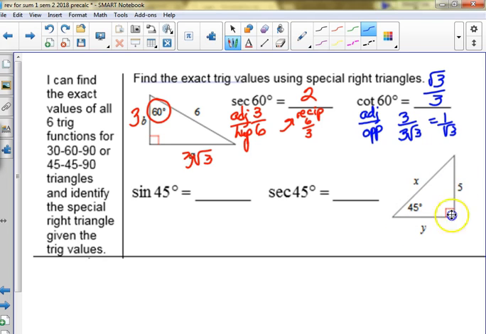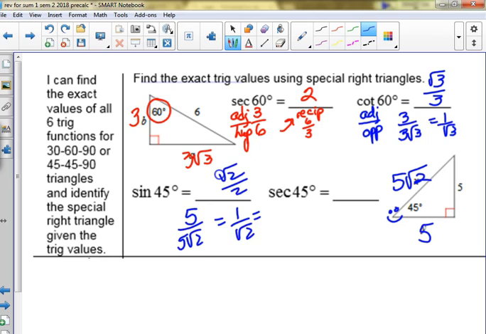What about this one? 5 square roots of 2. So the sine of 45 from here, opposite over hypotenuse, is what? It's 5 over 5 square roots of 2, which reduces to 1 over the square root of 2, which is square root of 2 over 2, which is sine of 45 from your unit circle, right?